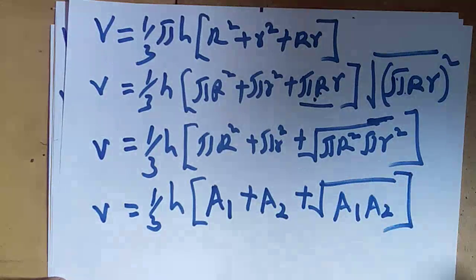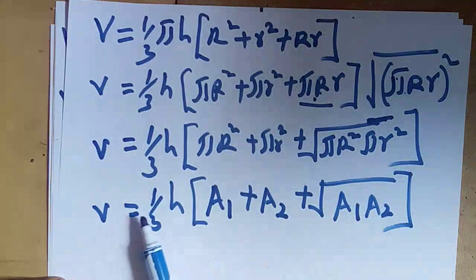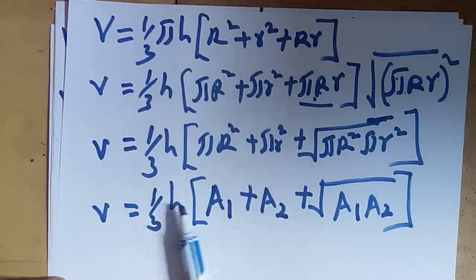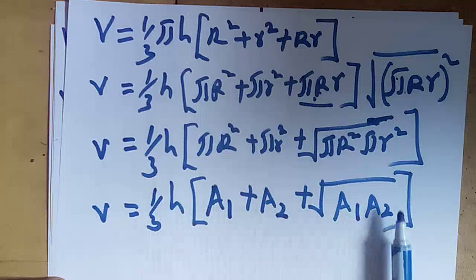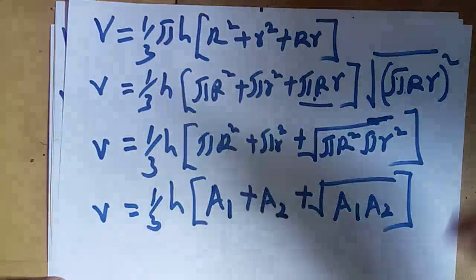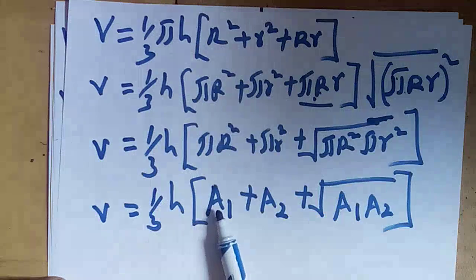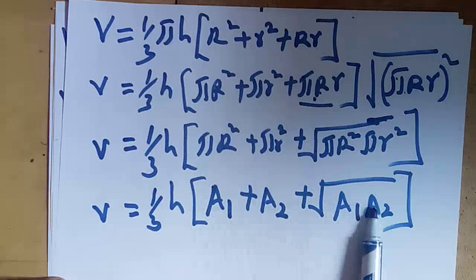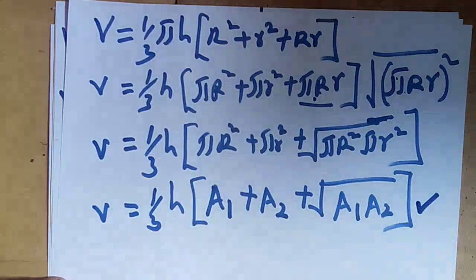Then I close it. So you can see from this particular equation that the volume of a frustum can be gotten by taking a third of the height of the frustum and then summing the areas of the respective circles, the lower one, the upper one, and then the square root of the product of the two, then multiplying by this one. This is going to give you the volume of a frustum.